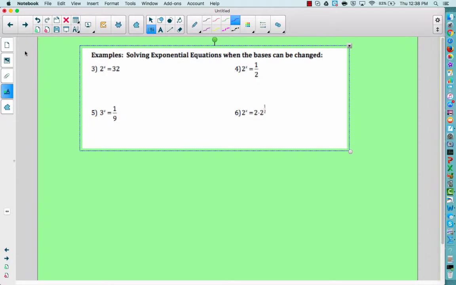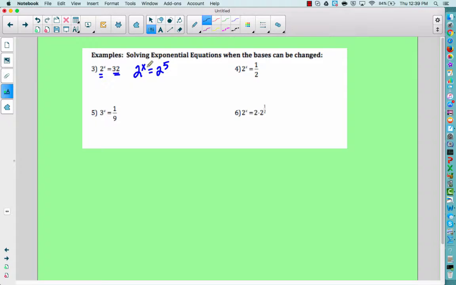All right, so let's look at some harder examples. 2 to the x equals 32. To solve an exponential equation, when the bases can be changed, you look at the number and see if you can write 32 and 2 with the same base. All right, so I look at 32 and I remember that 2 to the 5 is a way to write 32. So I can rewrite 32 as 2 to the 5 power. Since the bases are the same, I can cancel the 2's, so x would be 5.